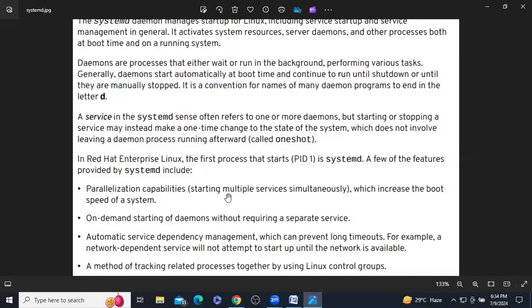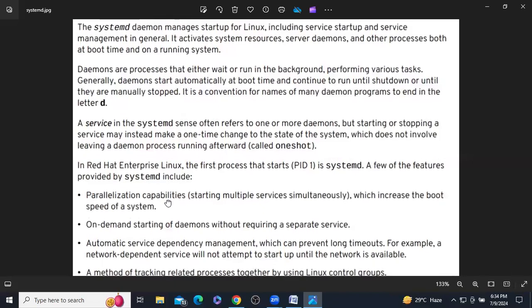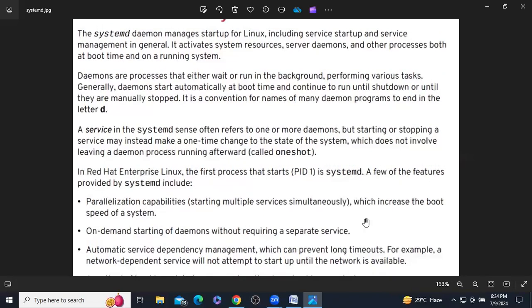Starting multiple services simultaneously. Parallelization capabilities means, okay, I'll do one thing. I'll teach you this one with one small example, right? So we have Chandramouli. Chandramouli is celebrating his birthday function somewhere in a Madhapur pub.